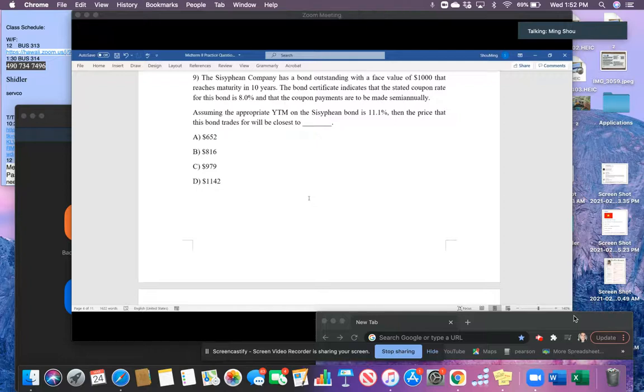What is the bond price? Since it's a coupon bond, we directly use our financial calculator. The N would equal 10 multiplied by 2, equal to 20, right? The interest rate would equal 11.1 divided by 2, equal to 5.55, right?